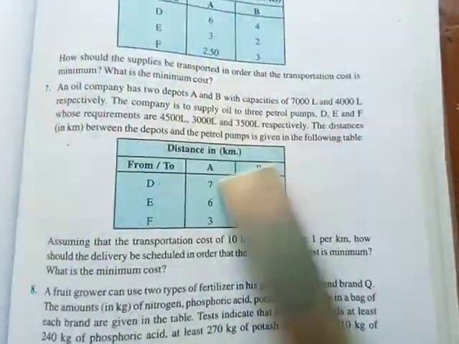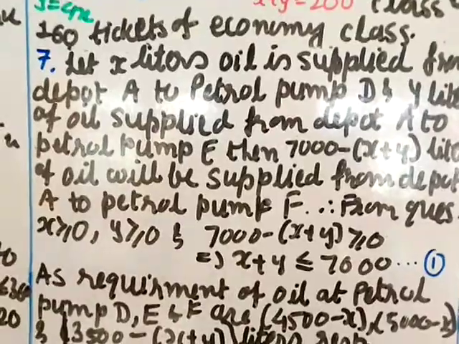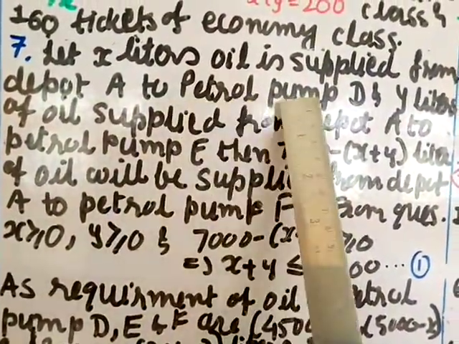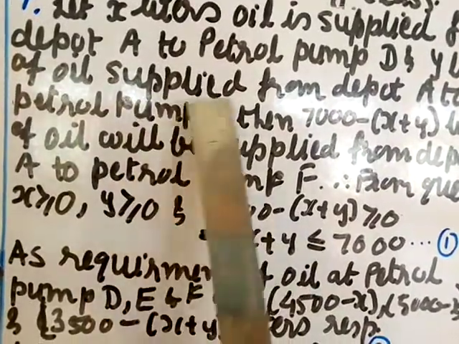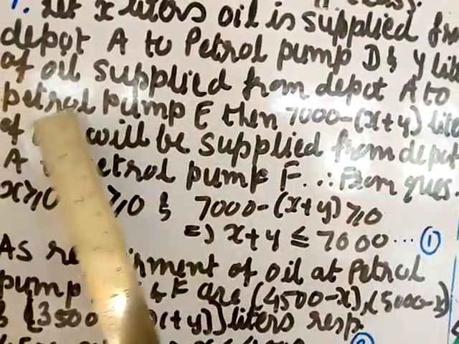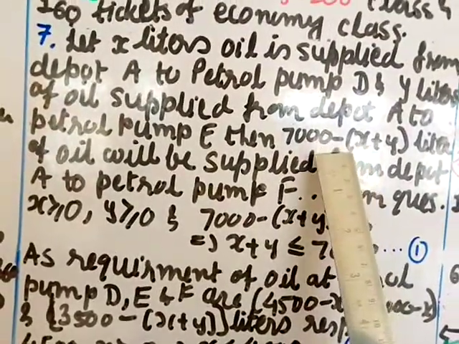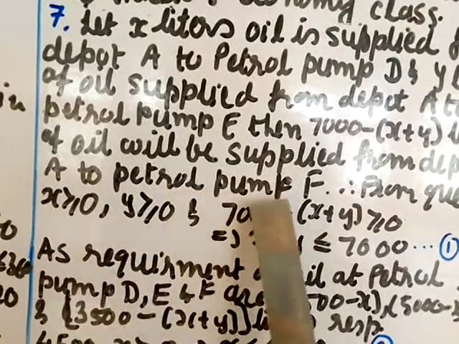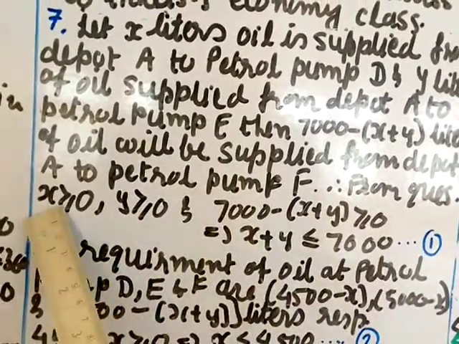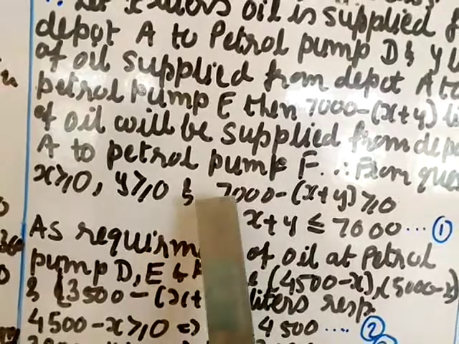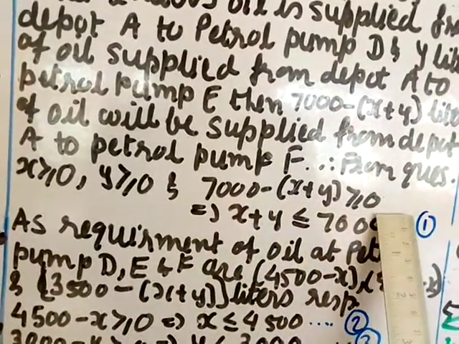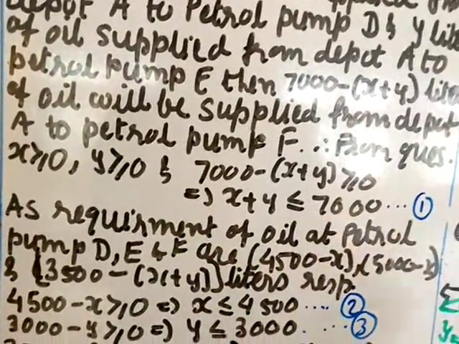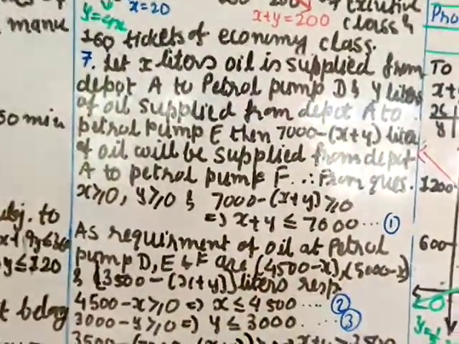The data is given in the question. Let x liters of oil be supplied from depot A to petrol pump D and y liters of oil supplied from depot A to petrol pump E. Then 7,000 minus (x plus y) liters of oil will be supplied from depot A to petrol pump F. From the question, x is greater than or equal to 0, y is greater than or equal to 0, and 7,000 minus (x plus y) is greater than or equal to 0. That means we can say x plus y is less than or equal to 7,000. Call it number 1, this is my equation 1. This I have to draw on the graph.